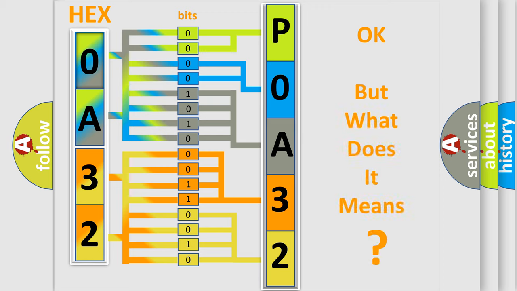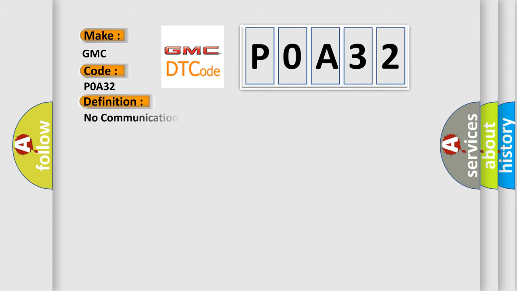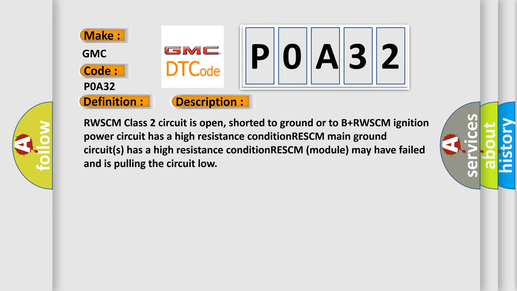The number itself does not make sense to us if we cannot assign information to what it actually expresses. So, what does the diagnostic trouble code P0A32 specifically mean for GMC vehicles? The basic definition is: no communication with rear wheel steering control module. And now this is a short description of this DTC code. RWSCM Class 2 circuit is open, shorted to ground or to B+. RWSCM ignition power circuit has a high resistance condition. RWSCM main ground circuits have a high resistance condition. RWSCM module may have failed and is pulling the circuit low.